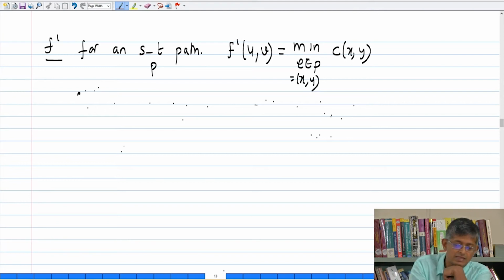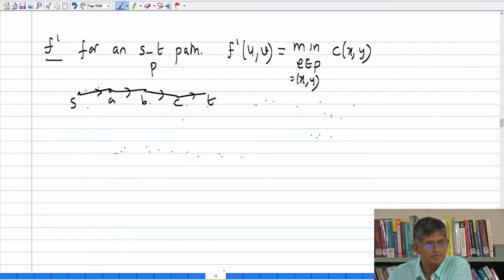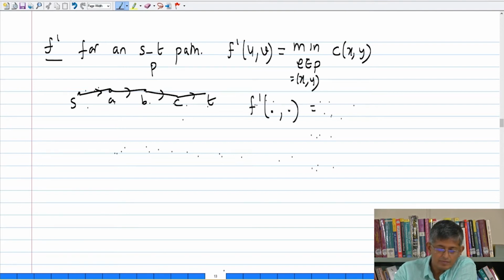So if the path looks like this, S, A, B, C, then for every edge on the path, f prime of u comma v is going to be the minimum capacity of the edges which are on the path in the direction from S to T. Fine. Okay. f prime for everything else is going to be equal to 0.